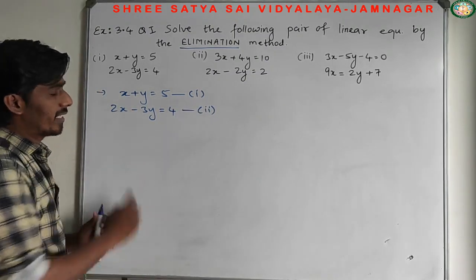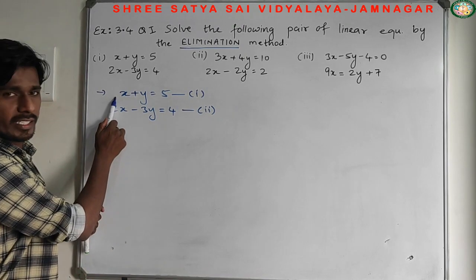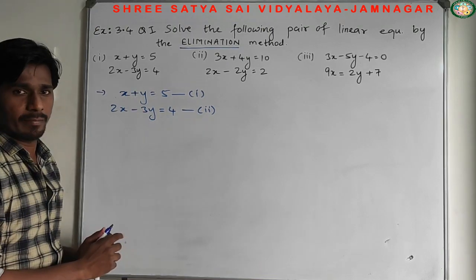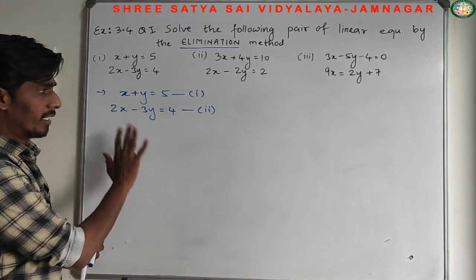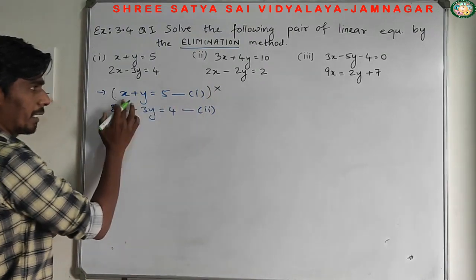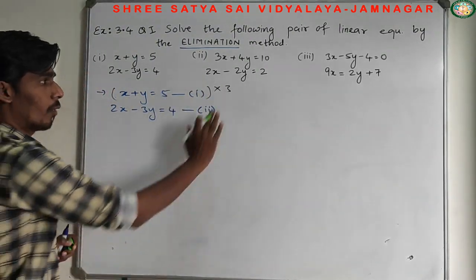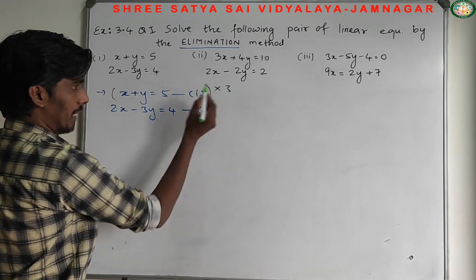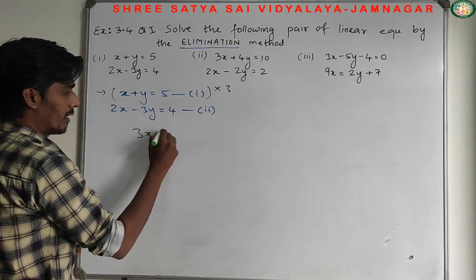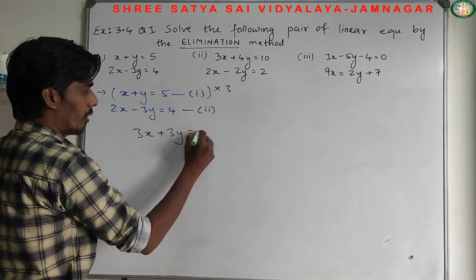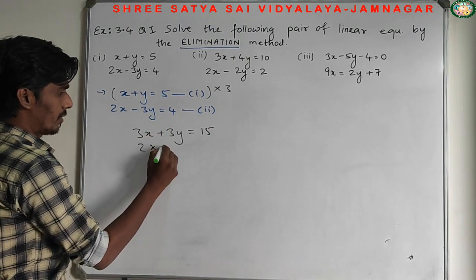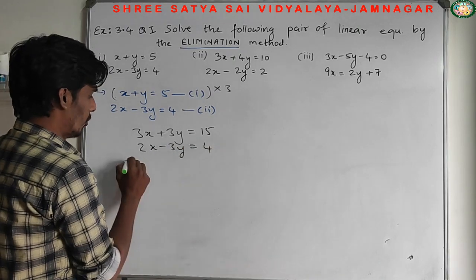Now I have to make the coefficients equal. या तो मुझे यहाँ पे 2x कर देना है इसे, या तो इधर मुझे 3y कर देना है. If I make the coefficient the same, then it is possible to eliminate it. So here in this sum, I am going to multiply the first equation by 3. Now why am I multiplying by 3? If I multiply it by 3, 3 into x is 3x, 3 into y is plus 3y, 3 into 5 is 15. Now keep the second equation as it is: 2x minus 3y equals 4.